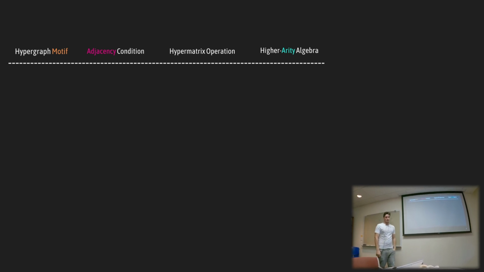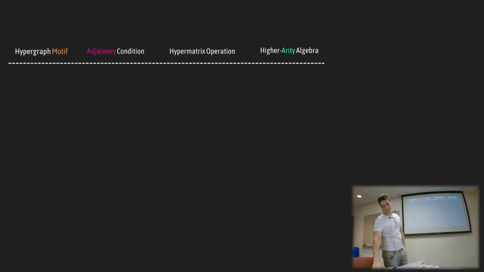So here I'm going to give you a summary: choose a hypergraph motif, which in the motivating example was this V pattern. Choose an adjacency condition. This is basically to say this is a middle element and these are the outer elements. It's not so important for the point today. And there's the expression that you would get, and there's the algebra that you would get.